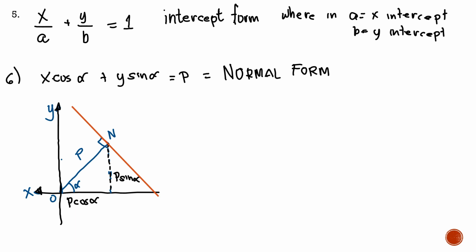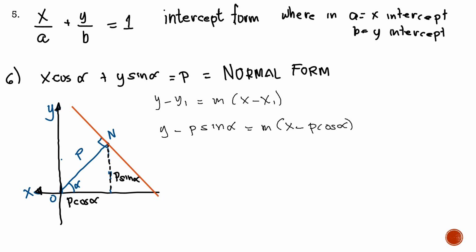Therefore, from this equation, y minus y sub 1 is equal to m times x minus x sub 1, we can derive some formula. y minus p sine of alpha is equal to m times x minus p cosine of alpha. This is the slope. Remember, we are getting the slope of p, and p is the perpendicular line to n.